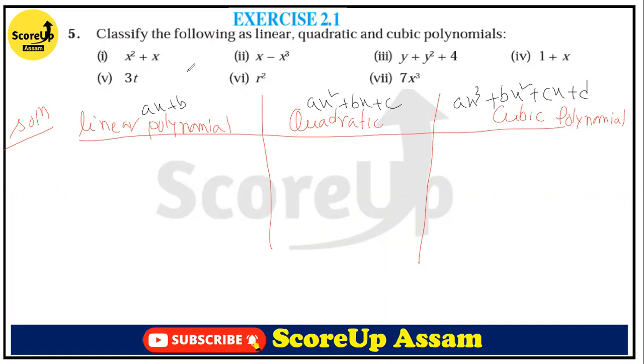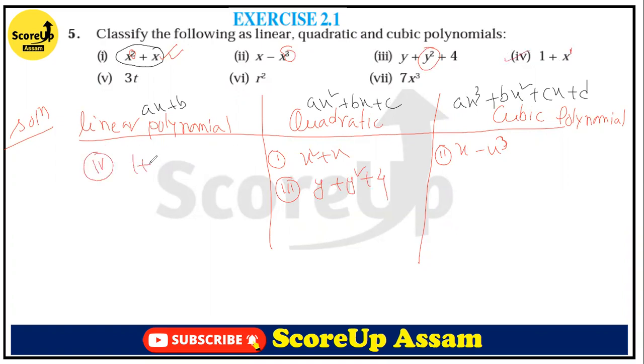Now you can see that here, x square plus x. What is this polynomial? Not a linear polynomial, because the degree is what? 2. So it is quadratic. So question number 1, it is quadratic, x square plus x. Now here degree is 3, so it is cubic. Question number 2 is a cubic polynomial. Okay. Now here degree is 2, so it is quadratic. Question number 3, it is quadratic, y plus y square plus 4. Now degree is 1, so it is a linear polynomial. Question number 4 is a linear polynomial, 1 plus x.